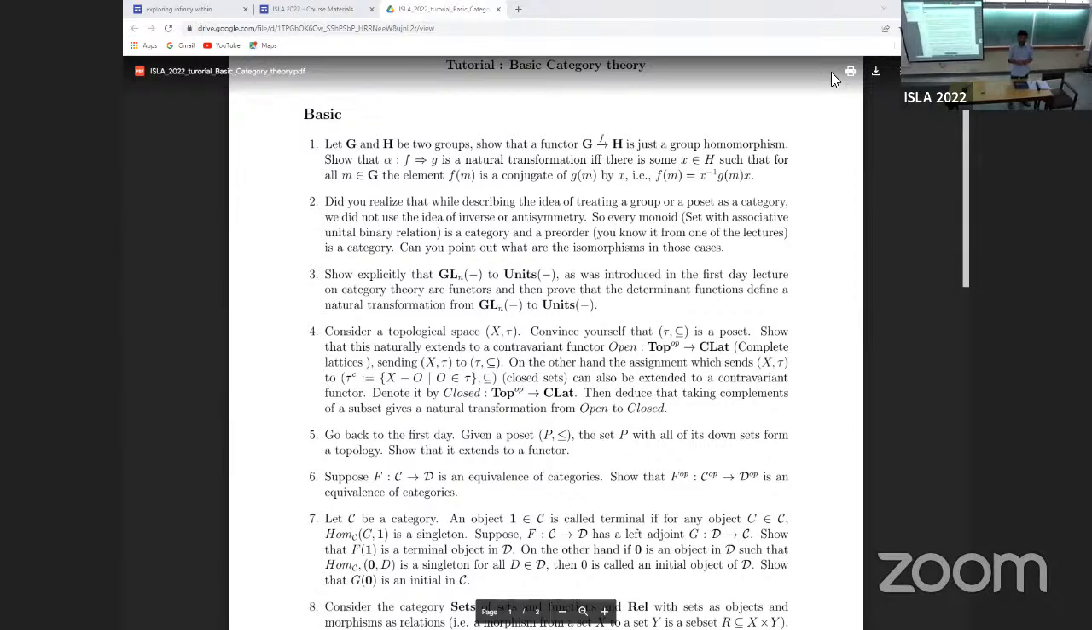Think of how I defined isomorphism in a category. Did anyone solve this question? No. I'll give you some hint. How was an isomorphism defined in a category? A morphism F is an isomorphism if there is another morphism G such that G compose F is identity on A and F compose G is identity on B.